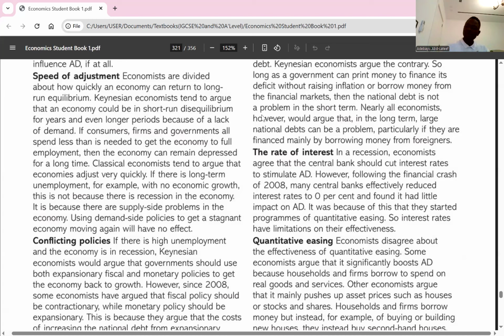Do you understand? So for classical, they believe the economy can adjust quicker even with long-term unemployment, because unemployment is not a demand side situation, rather it's a supply side situation. I think unemployment is clear there. Yes. And the opinion of the classical and the opinion of the Keynesian is clear regarding the speed of adjustment. Great.